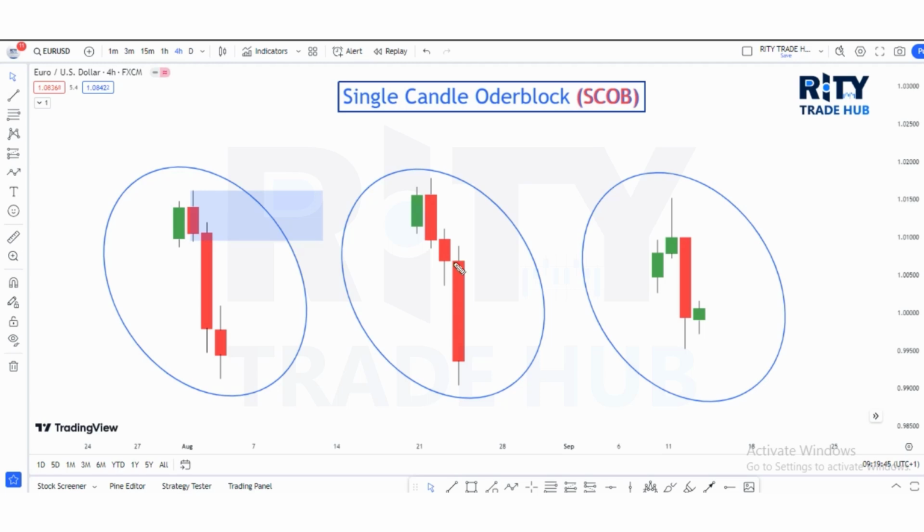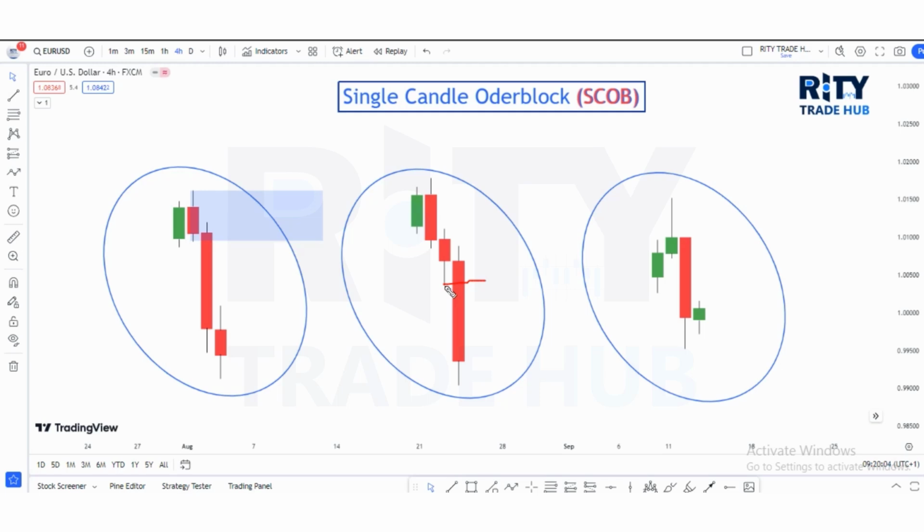The next thing to do is to analyze the second candle after the order block candle to see if it has a clear imbalance. So this is the second candle after our SCOB candle right here. Having spotted that, we can go ahead and analyze this candle, seeing that the order block candle has taken out the high of this candle.